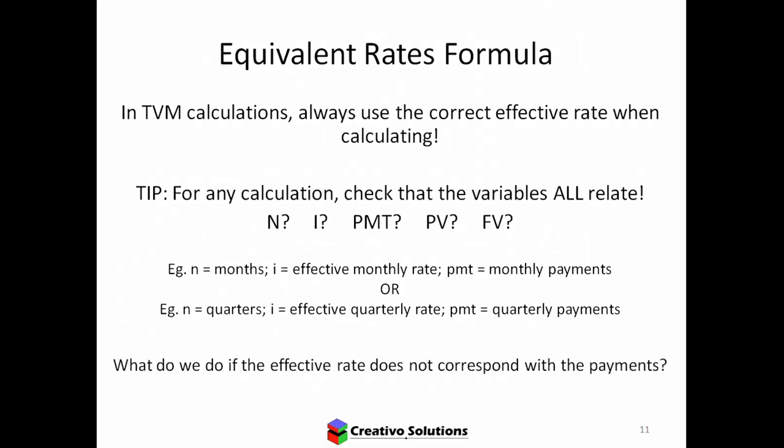Right, so what do we do if the effective rate does not correspond with the payments? Well, the answer is you're going to have to do a separate calculation to make sure that all of those variables are in line or are matching in terms of their focus. So if it's months, you need a monthly rate. You need payments that are monthly. Right, so the three most important variables to remember that need to relate are N, I, and PMT. Those are the three important time value of money variables that need to relate to each other.